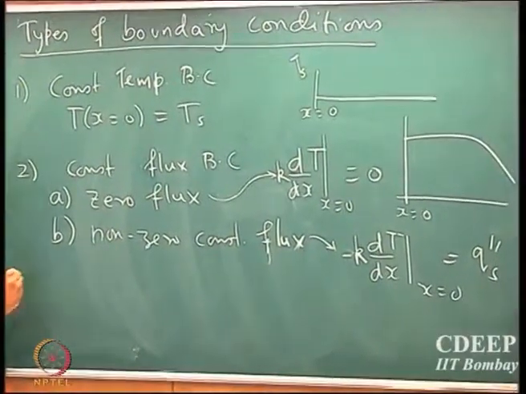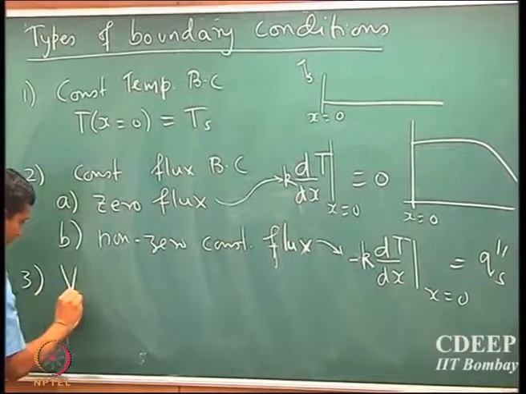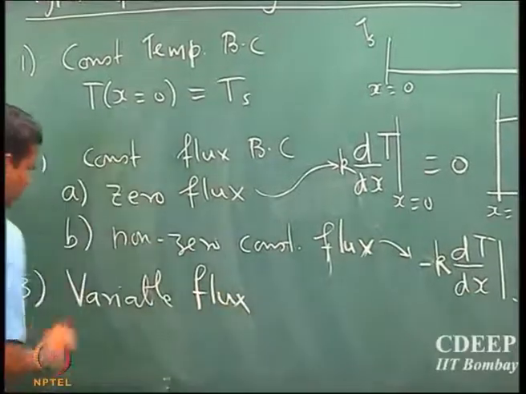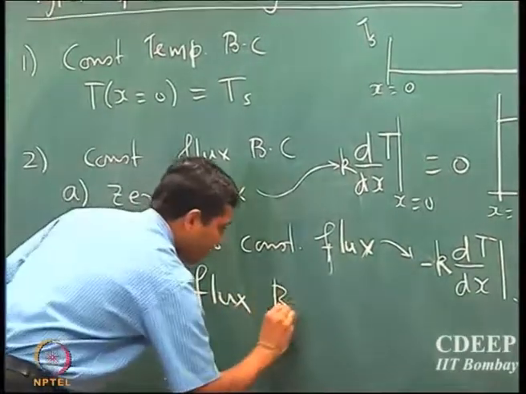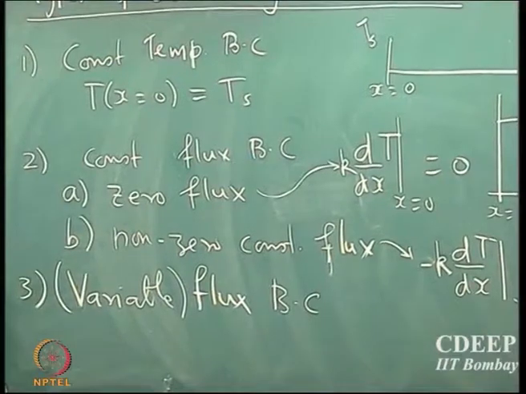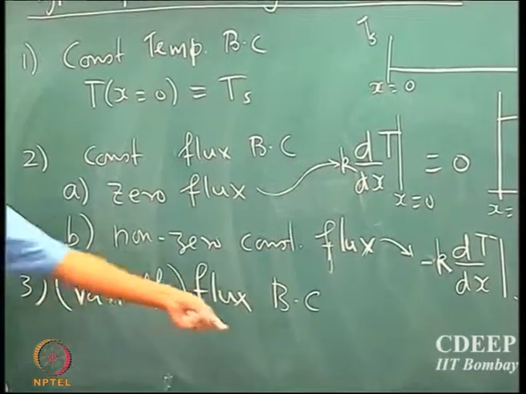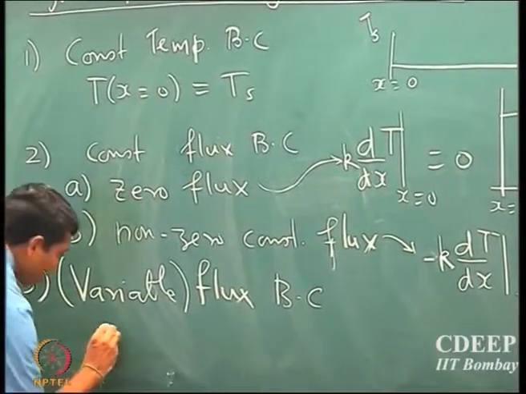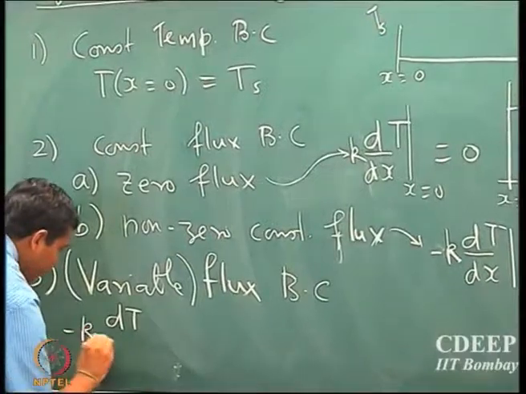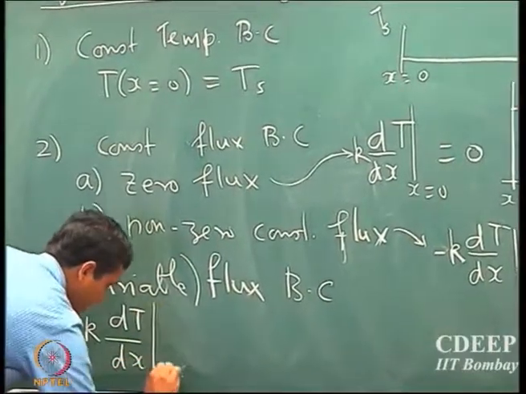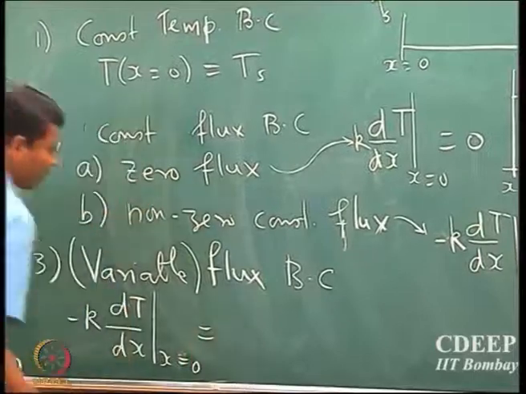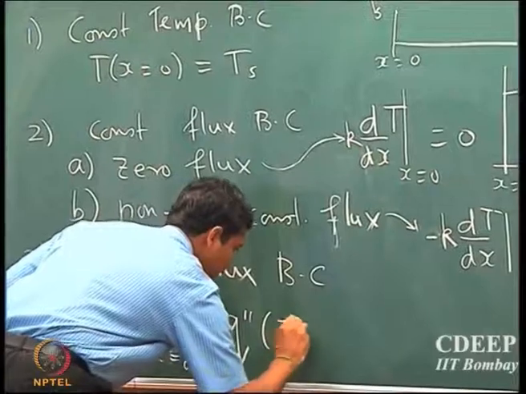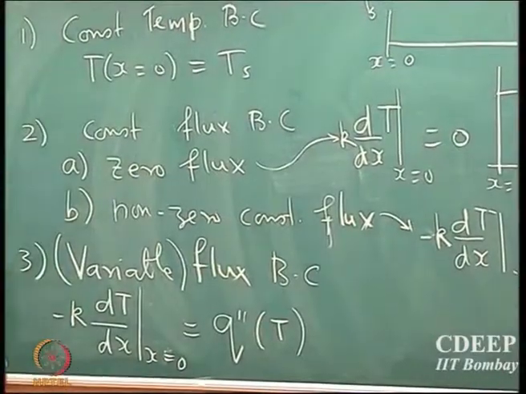Okay. And then the third type of boundary condition is the variable flux boundary condition, or it's sometimes simply called the flux boundary condition. But really it's the variable flux boundary condition, just to distinguish it from the second type. And that is simply given by minus k dT by dx at x equal to 0 equal to some flux which is a function of the local temperature. Okay.